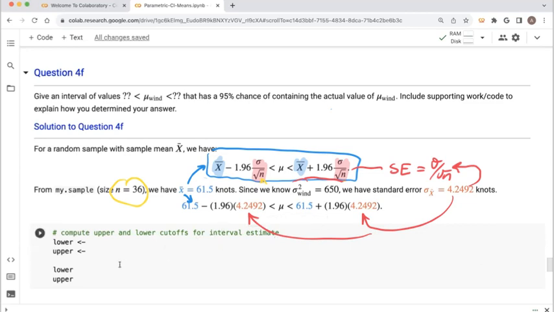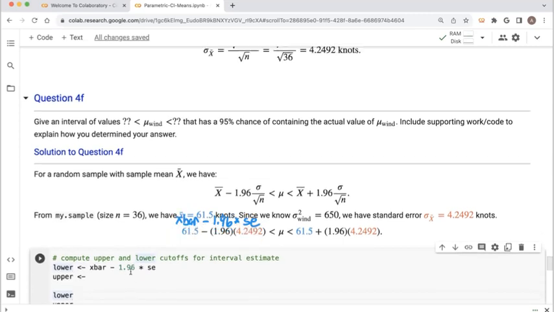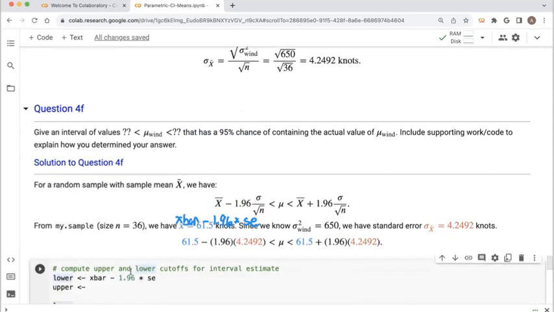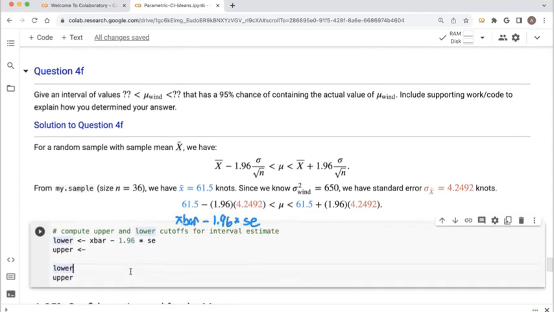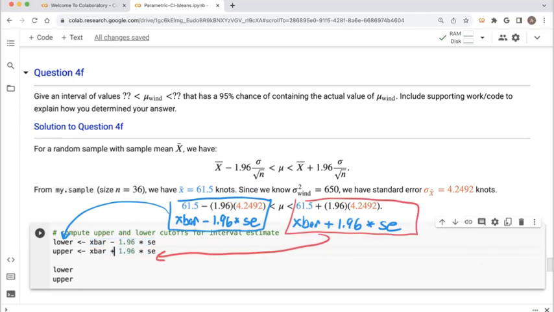And I'll do these calculations in R down below. So that's 61.5. That's our sample mean that I stored in X bar. I'm going to say minus 1.96 times 4.2492, which was the standard error that we calculated up here. And that's going to give me my lower estimate. And then for the upper estimate, I take my sample mean, but rather than subtracting that margin of error, I'm going to add that margin of error.